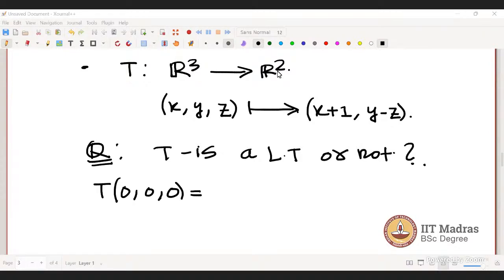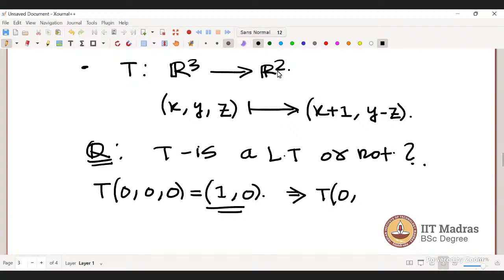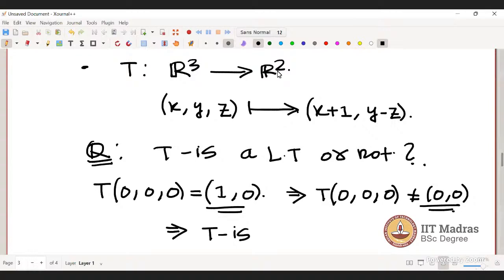Okay, so if you compute T of 0, 0, 0, then what will you get? It's basically 1, 0. So as you can see, T of 0, 0, 0 is not equal to 0, 0. So in some sense, T is not taking the zero vector of R3 to the zero vector of R2. So, sir, directly from here I can say that T is not a linear transformation.